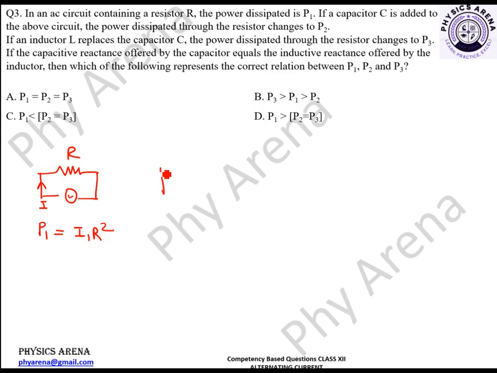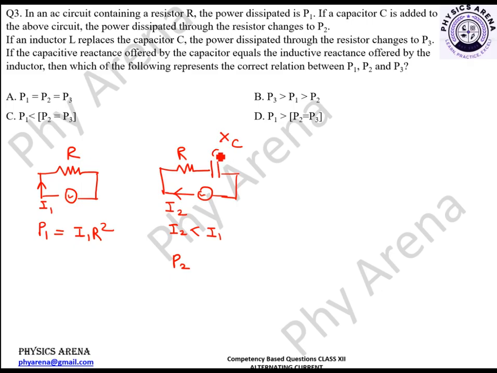Now we have added a capacitor C in series to the resistor R, and the voltage source remains the same. Now the current drawn from this combination of R and C will be I2. Since C offers a capacitive reactance Xc, I2 is lesser than I1, because now more hindrance will be there to the flow of current. So the value of current will reduce due to the application of this C, which is offering a capacitive reactance Xc. And the power dissipated has become P2 in this case.